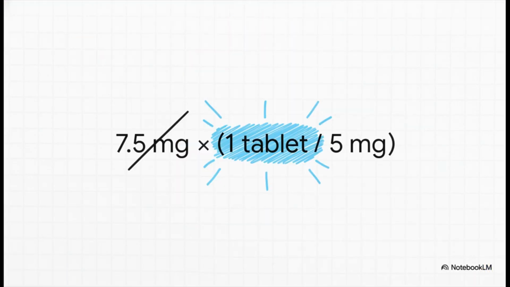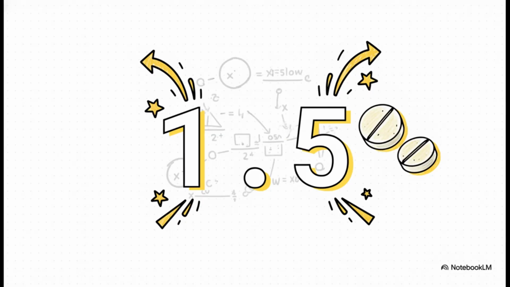And here's the setup. 7.5 milligrams times our good old fraction, 1 tablet over 5 milligrams. And the answer is 1.5 tablets. 1.5. Fantastic job. You nailed that challenge and you've used that core formula perfectly every single time.